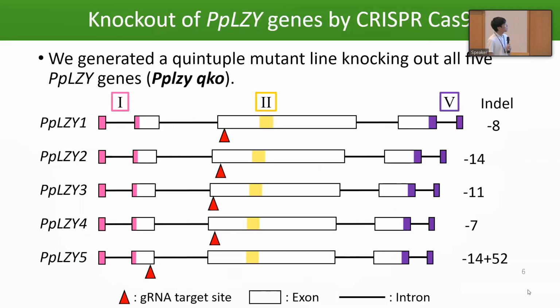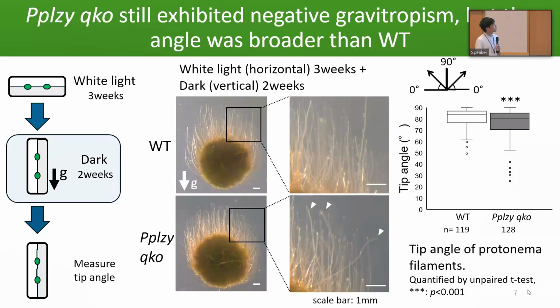So we knocked out all 5 of them and produced a quintuple knockout mutant by CRISPR-Cas9, and analyzed the phenotype. As I said, we can only see the gravitropic response in Physcomitrium in the dark. We put the plates in the dark, placed them vertically, and waited for 2 weeks. When we first opened it up, we were a little disappointed by the result, because even in the lazy quintuple knockout mutant, the filamentous tissues, the protonema, are still growing upwards.